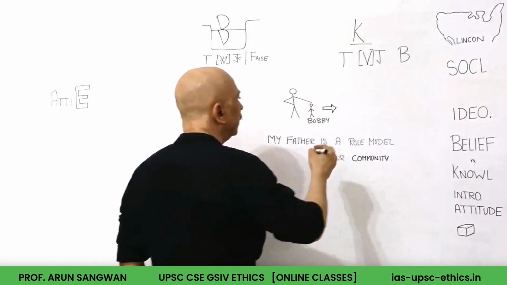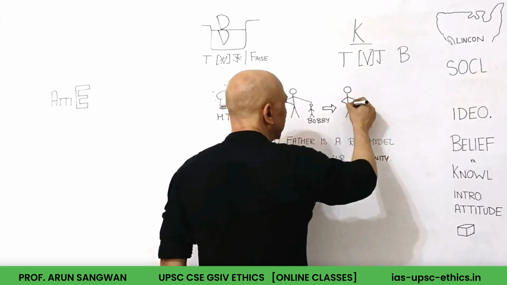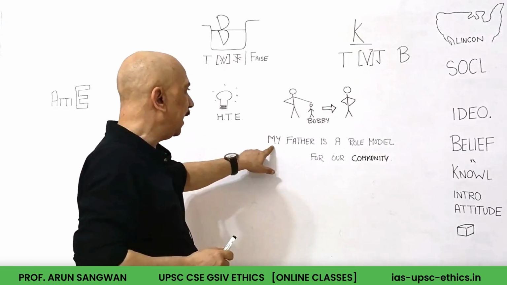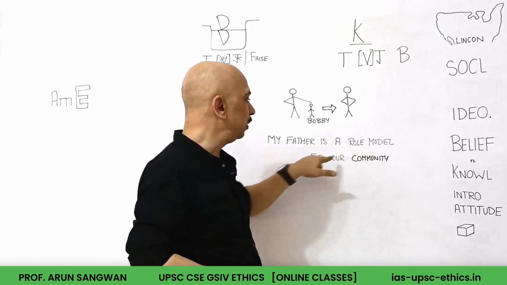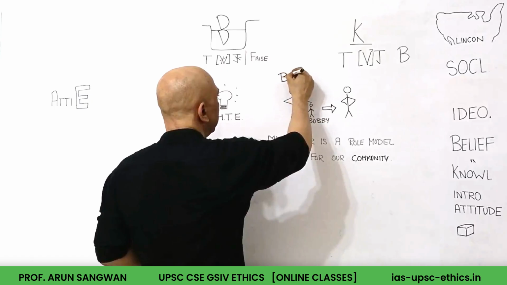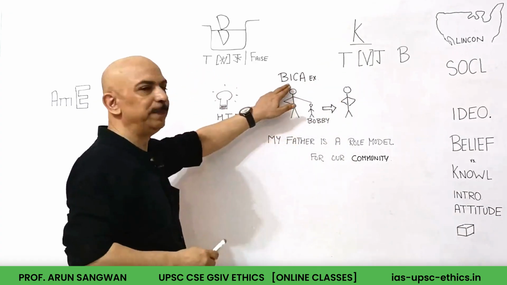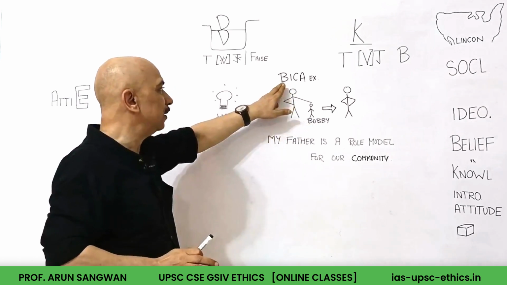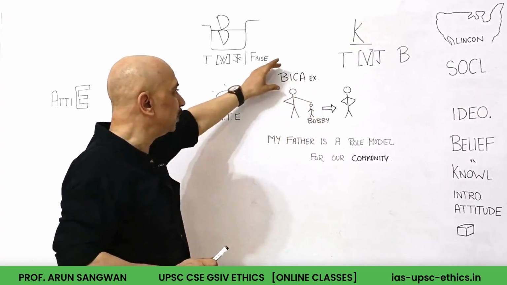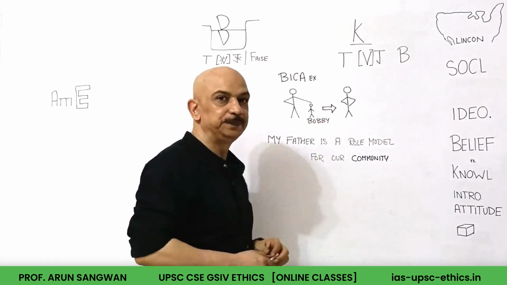We can also imagine, now you're no longer the child Bobby, but you become this adult. Now Bobby has grown up into this adult. It's you. Could be me. And again, you repeat the same thing. My father is a role model for our community. Now, this is something which I call BICA examples. Don't write BICA. Beliefs are implicit core assumptions. By the time I'm through with this, you will start appreciating why I wrote it as BICA. Now, since you said this, I'm going to question you.